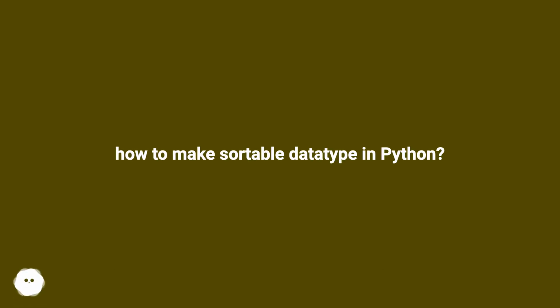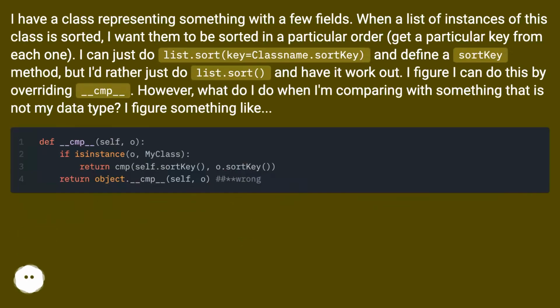How to make a sortable data type in Python. I have a class representing something with a few fields. When a list of instances of this class is sorted, I want them to be sorted in a particular order, getting a particular key from each one. I can just do list.sort with key equals ClassName.sort_key and define a sort_key method, but I'd rather just do list.sort and have it work out.